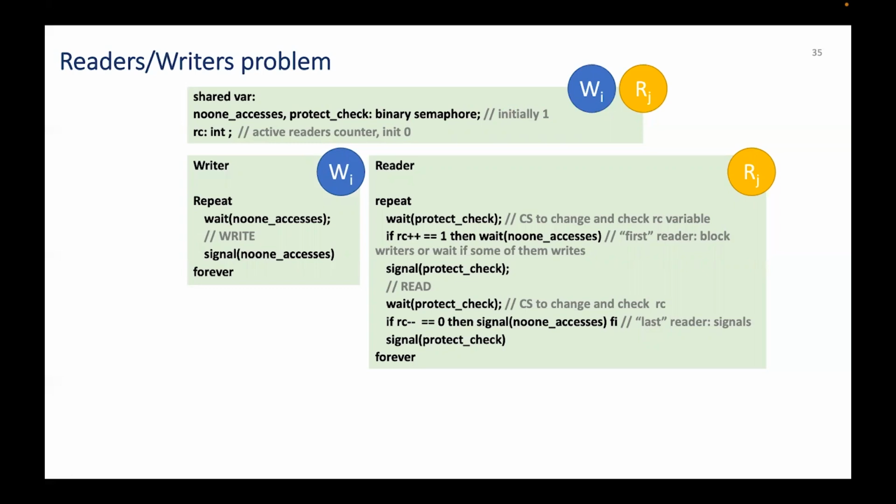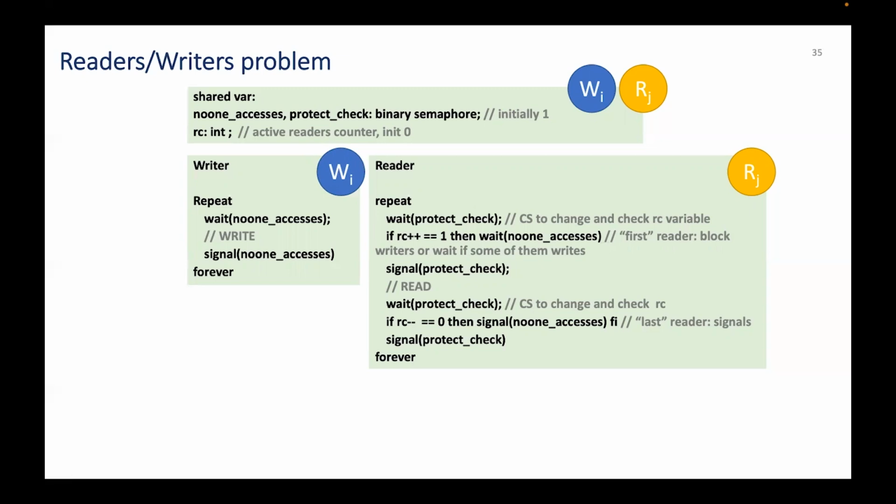The readers use the protect check variable to make sure they consistently update the RC value. In the entry section, the first reader that manages to increase it to 1, so the first reader of a batch, also waits on the no one accesses variable to synchronize with the writers. In the exit section, the reader that sets RC to 0, notice access to RC is also synchronized here using the protect check variable among readers, also signals on the no one accesses variable so that a writer or another batch of readers can then enter the critical section.